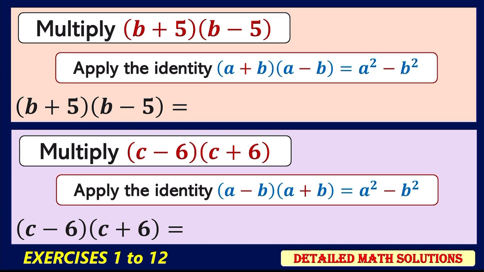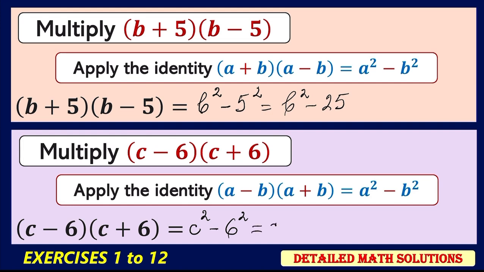Multiply b plus 5 in parentheses by b minus 5 in parentheses. When I apply the identity, this equals b squared minus 5 squared, or this equals b squared minus 25. c minus 6 in parentheses multiplied by c plus 6 equals c squared minus 6 squared equals c squared minus 36.